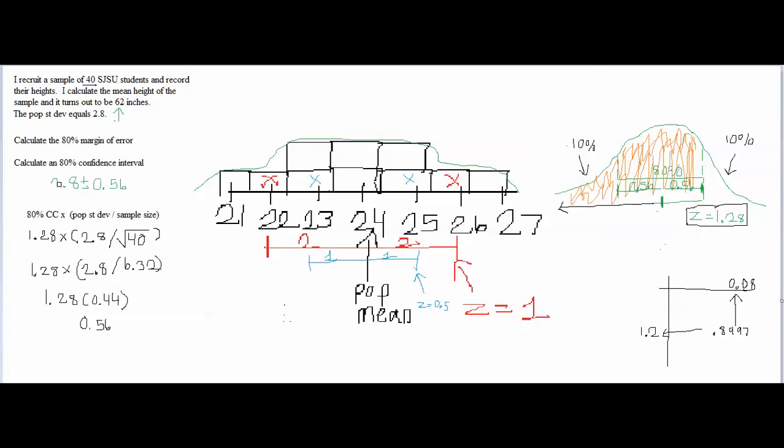So I think I actually did this wrong because I said it was the sample mean plus or minus the margin of error. So the sample mean was actually 62, not 2.8, which would mean that the confidence interval goes from 61.44 to 62.56.